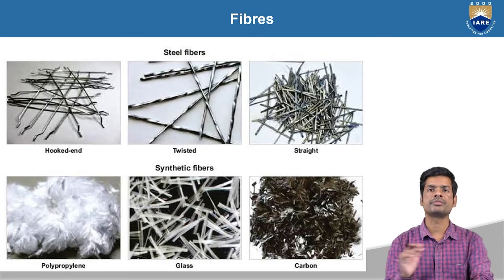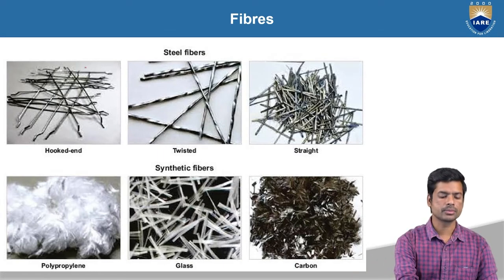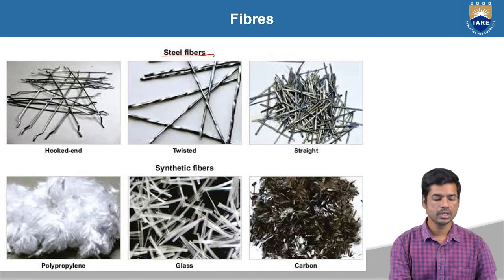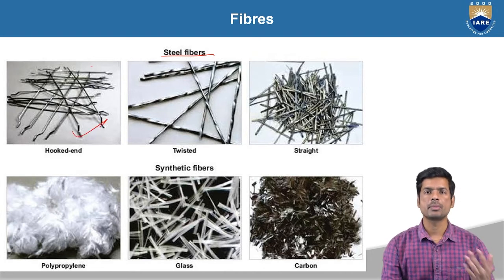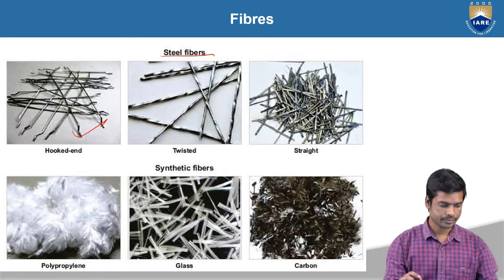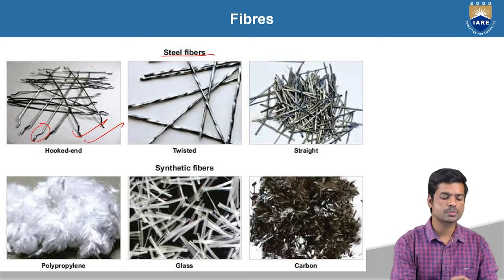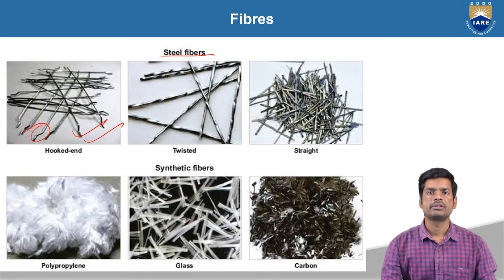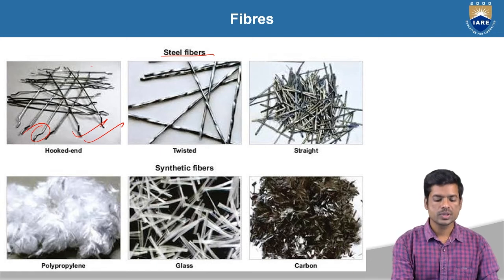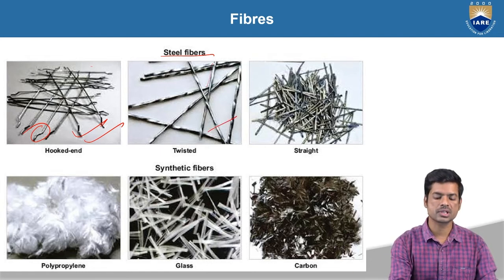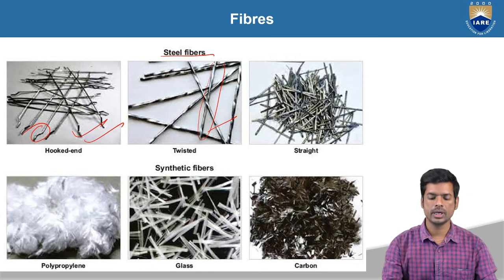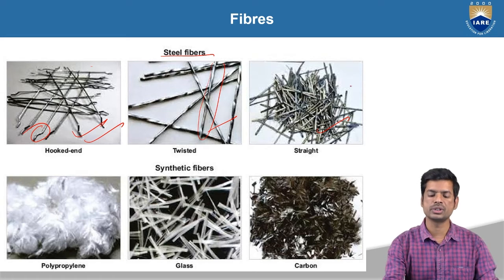Now coming to the different fibers of concrete, these are the different fibers. Coming to the steel fibers, this is hooked end. In steel fibers also we have different shapes. First one is hooked end; if you observe the ends of these fibers, they are like a hook. Next, twisted fibers; if you observe the surface texture of this fiber, it is twisted. And next, straight steel fibers. All these fibers we can use in making fiber reinforced concrete.